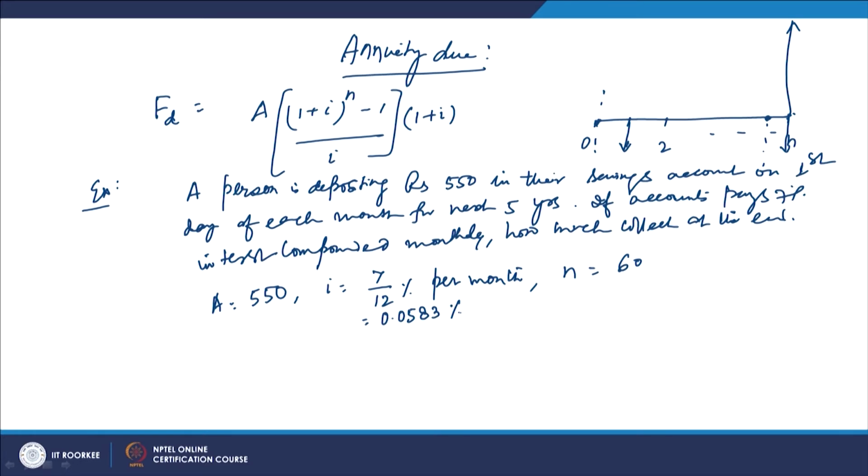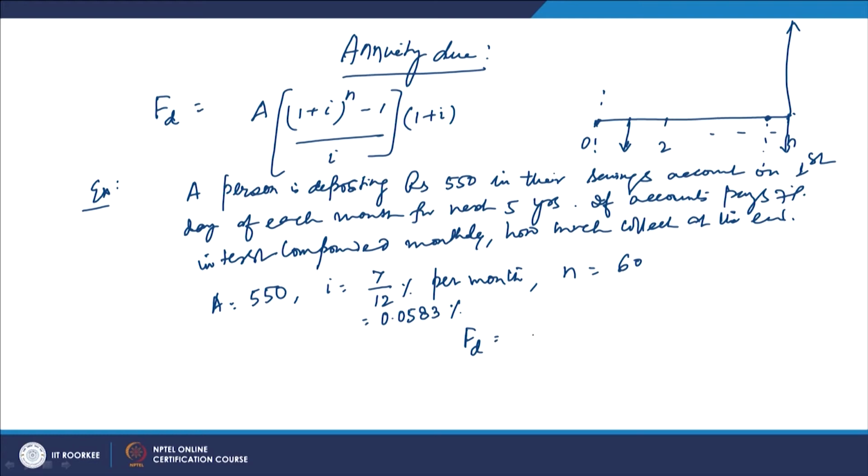So that will be the amount. Now if you put that in the equation, this will be annuity due, so this will be future value due in that case. So it will be 550. If it is A, that is 550 into 1 plus I, so it will be 1.0583 raised to the power 60 minus 1 upon I. So that is I is 0.05.